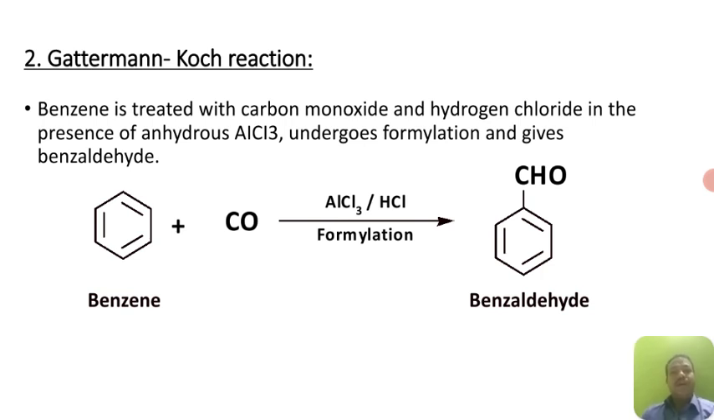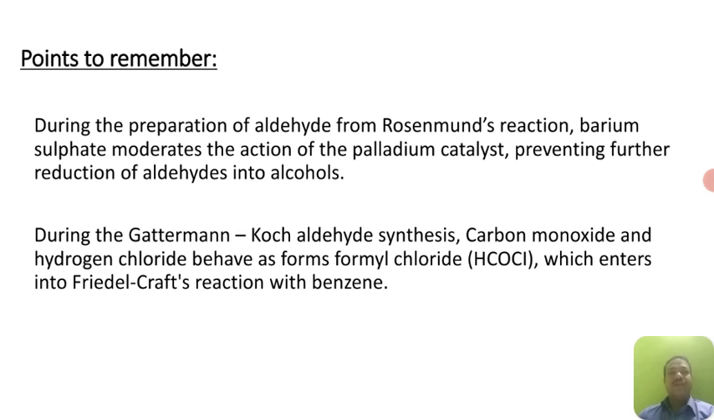So now I have to prepare benzophenone. How can I prepare benzophenone by the Friedel-Crafts acylation reaction? What is the starting reactant? You take benzoyl chloride, C6H5COCl, and treat it with benzene in the presence of aluminium trichloride, the Lewis acid, and we get benzophenone, C6H5COC6H5. So this is about the Friedel-Crafts acylation reaction.